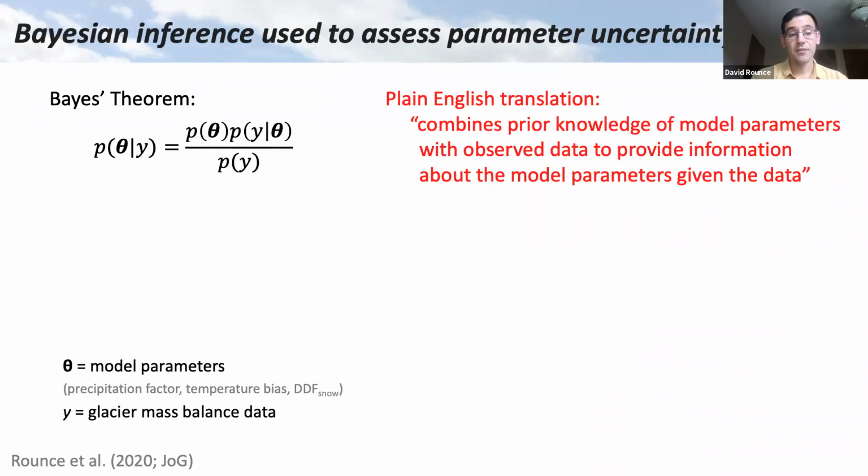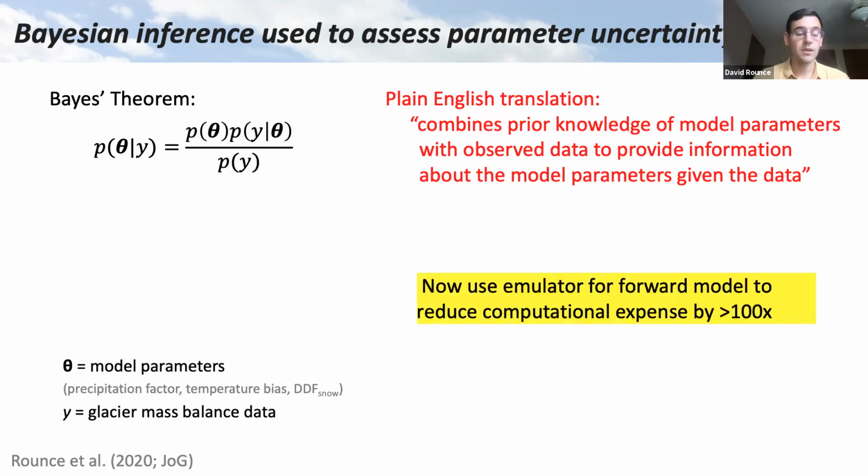Now, I'm not going to dive into this in too much detail. If you're interested in the details, I suggest looking up the paper that we published in the Journal of Glaciology about 1.5 years ago. But what we do is use Bayesian inference in order to assess that parameter uncertainty and calibrate our model. What Bayes' theorem does is essentially combine our prior knowledge of the model parameters with the observed mass balance data in order to provide information about each of our 3 model parameters given that mass balance data.